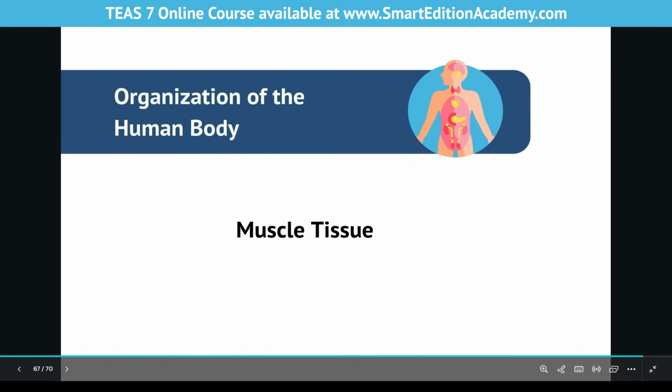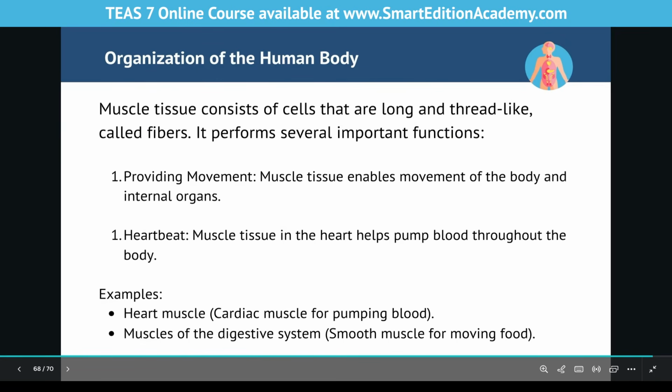Muscle tissue. Muscle tissue consists of cells that are long and thread-like called fibers, and they perform several important functions such as providing movement and heartbeat. Examples of muscle tissue is going to be like your heart muscle and muscles of the digestive system.